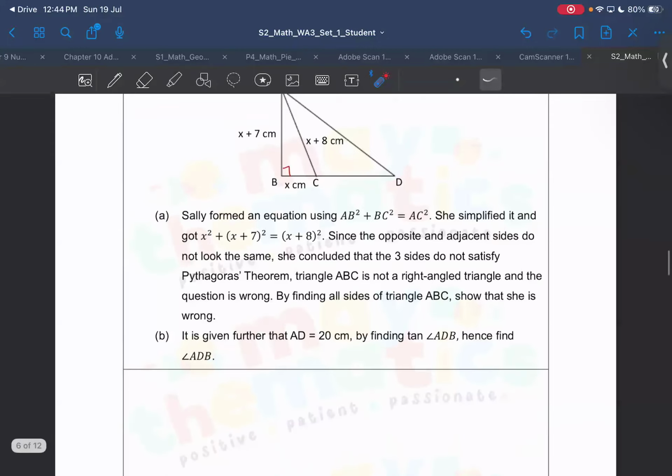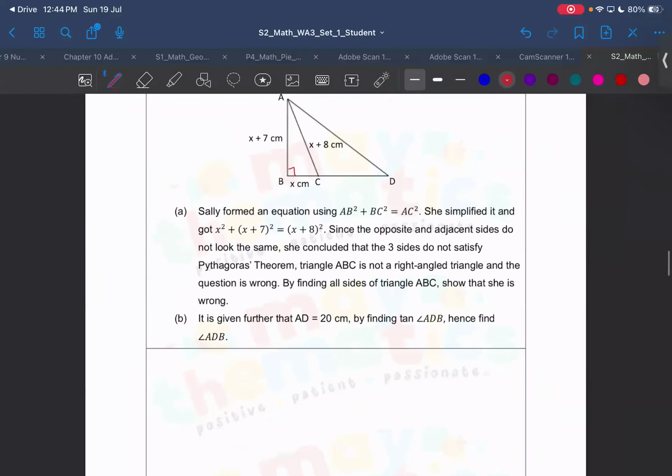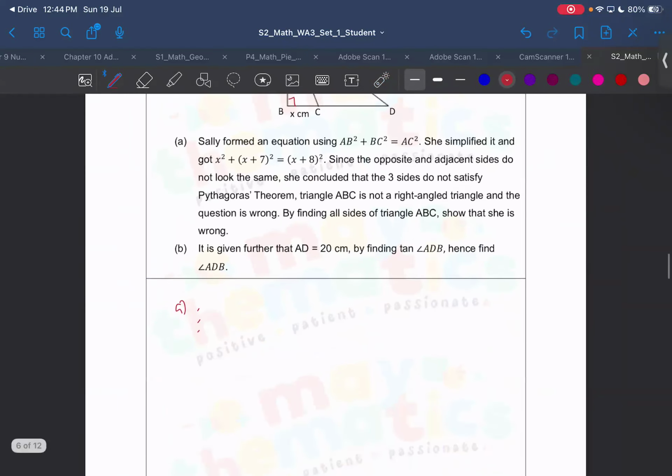Anyone found x already? Matthew? Good. So remember to reject your -3, because length cannot be negative. So you found AB already? 12, good. BC? AC? Good. So I'm going to skip. AB, you will get 12, BC, you will get 5, and AC, you will get 13.